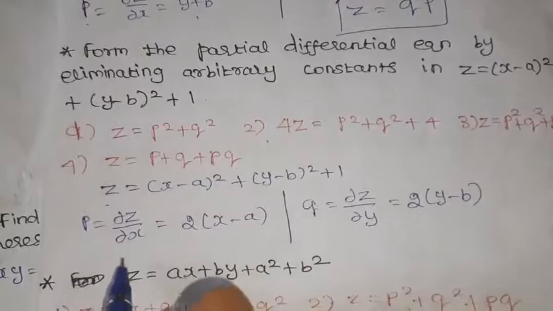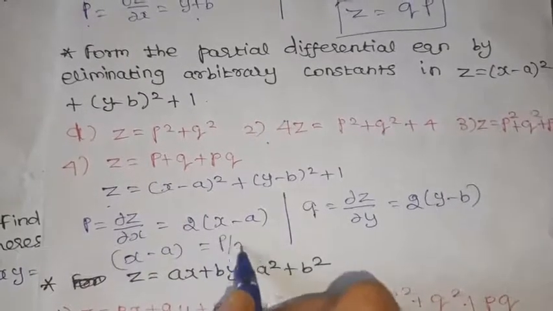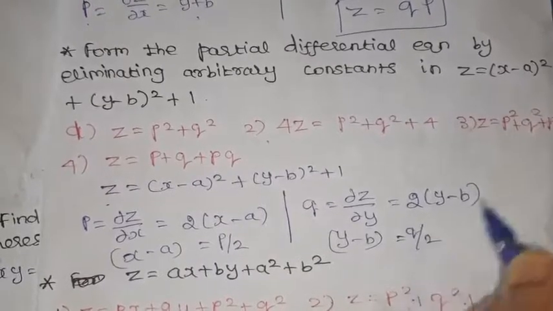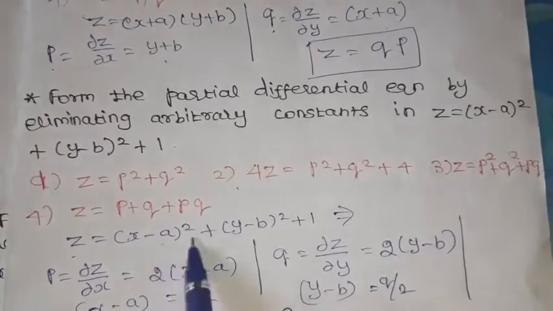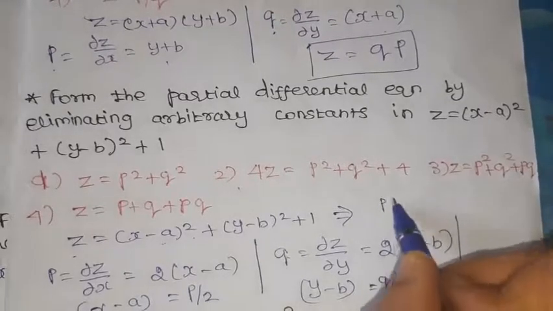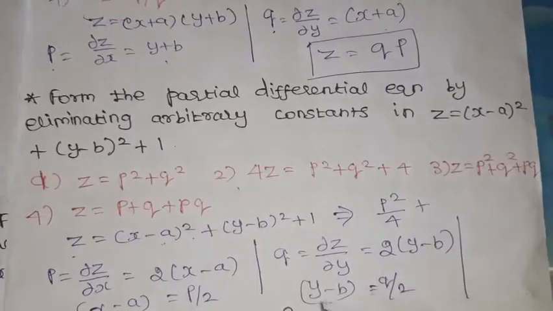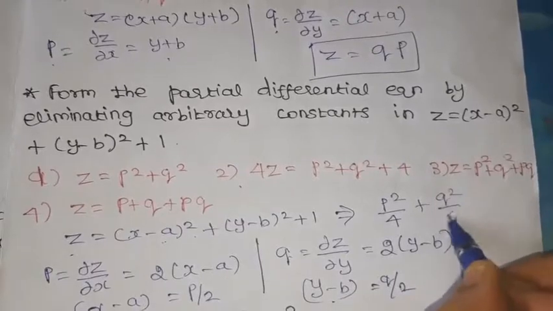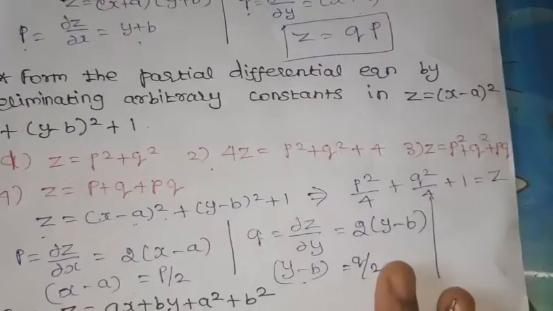What is x minus a here? X minus a is nothing but p by 2, right? Again what is y minus b? Y minus b equal to q by 2, right? What is the equation? (X minus a) the whole square is nothing but (p by 2) the whole square, that is p squared by 4. Again what is y minus b? Q by 2. (Q by 2) the whole square is nothing but q squared by 4, plus 1 equal to z. By further simplifying, how can we write?